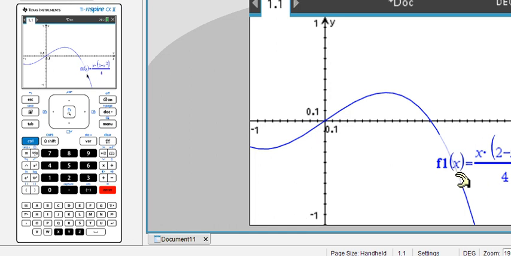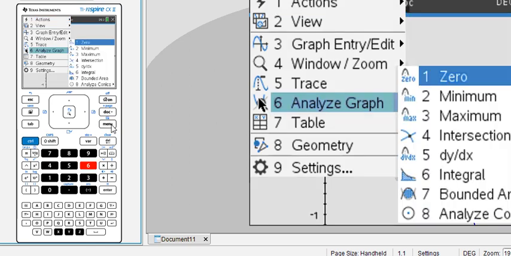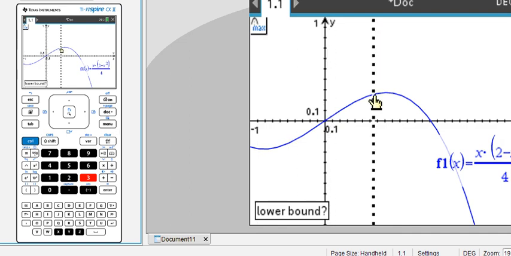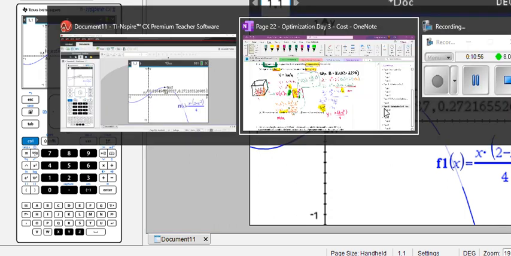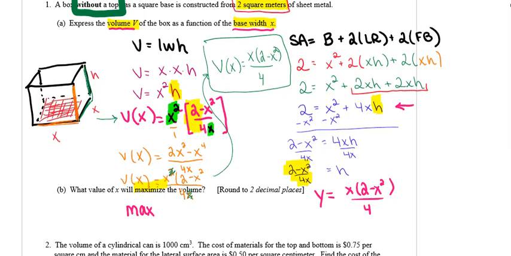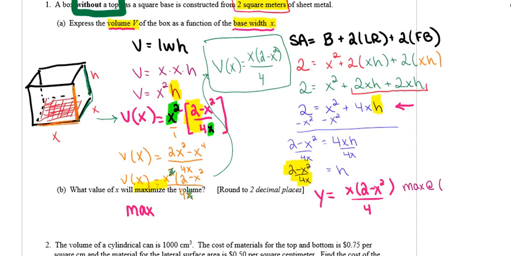I want the maximum. So the maximum would be the highest point on that graph. The way that I'm going to find it is to go into the menu, analyze the graph, and look for the maximum value. You want to make sure your settings are set so that you can see all of these decimal places. So my maximum happens at the point whose coordinates are, rounded to 2 decimal places, 0.82 and 0.27 for y.